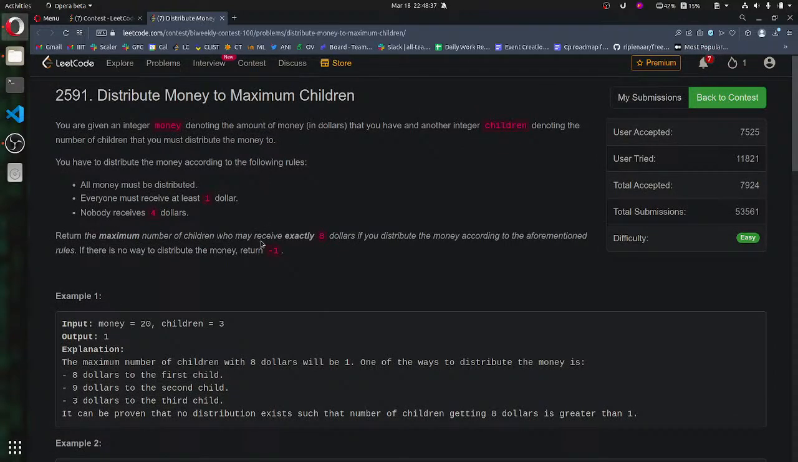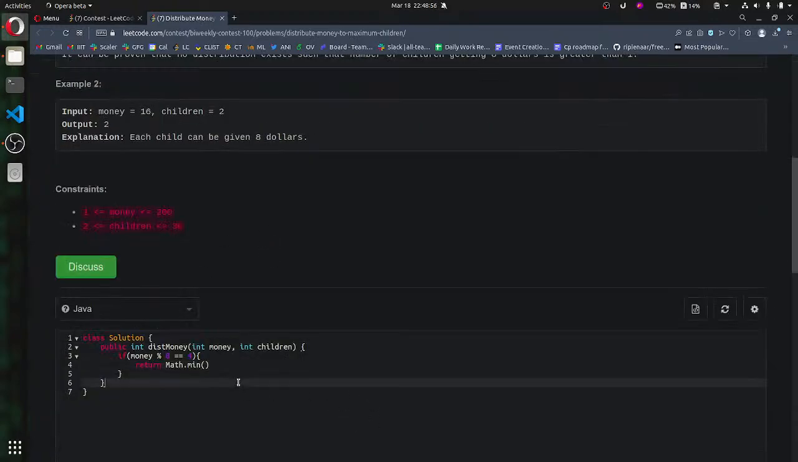Okay, some issues are there. I don't know why. We have 20 and 3. Okay, I can certainly check if, let's say, I can distribute this money to these many children or not.